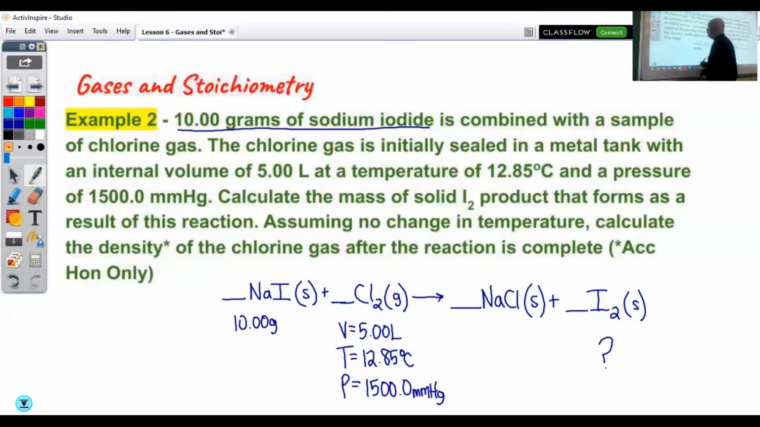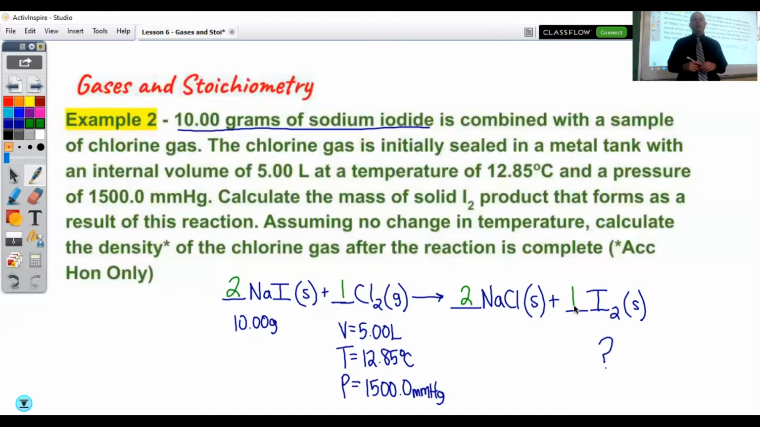Now, in order to do this, you're going to start by first balancing out your chemical equation. So we are going to put a 2 in front of the sodium iodide and a 2 in front of the sodium chloride. That will leave us with coefficients of 1 for both chlorine and iodine. Once you've set up your balanced equation, once you have identified where all of the different givens go in your problem, you're ready to begin.